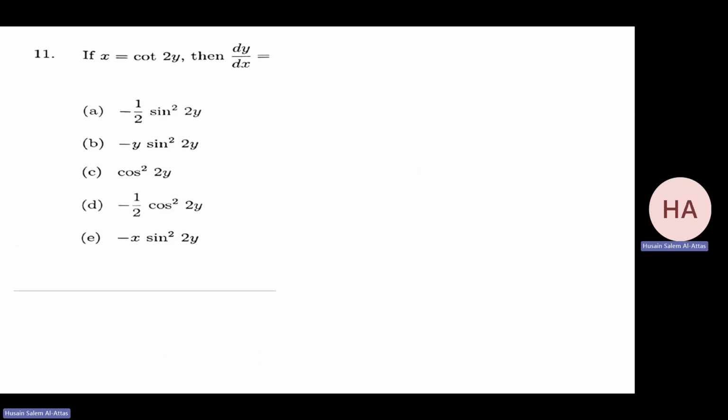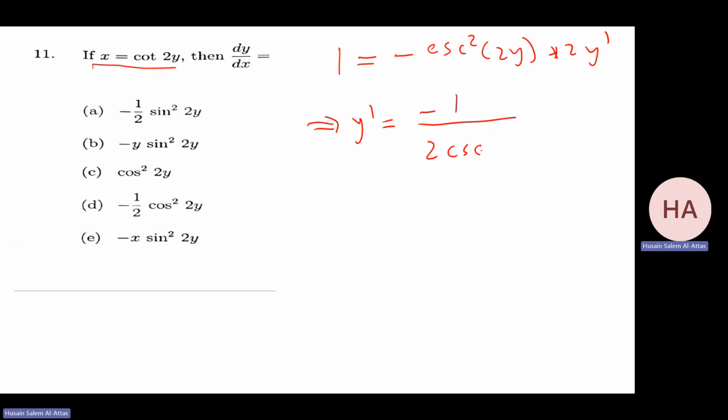Okay. x equals tan of 2y, find dy over dx. I think this is very easy. Differentiate with respect to x. That will be 1 equals what? Tan y, what's the derivative? Minus cosecant squared 2y times 2y prime. Means y prime will be minus 1 over 2 cosecant squared 2y. In other words, it is minus half sine squared 2y, which is this one.